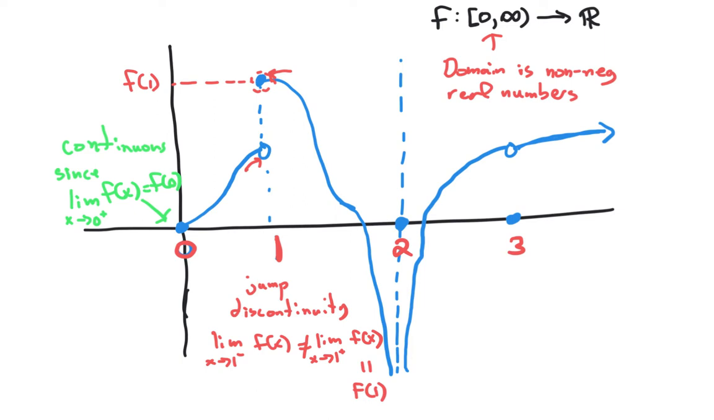We'll call this an infinite discontinuity at x equals 2, since we have that f of 2 exists. In fact, it equals 0 in this case, because we have a dot there. But it doesn't equal the limit as x approaches 2 of f of x, because that's negative infinity. So this type of discontinuity is called an infinite discontinuity.